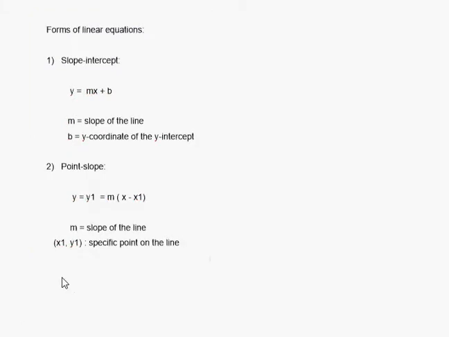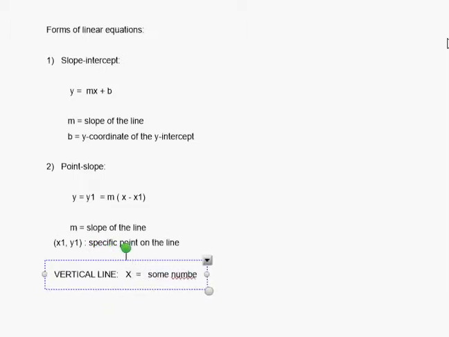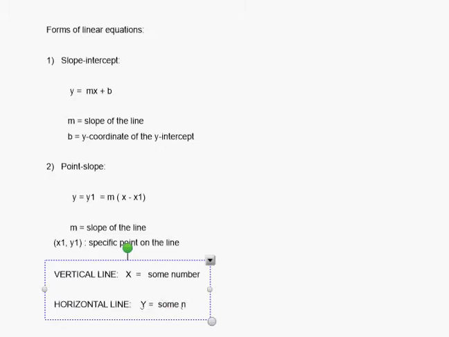Now, we have also vertical lines and horizontal lines. A vertical line, every point on the line will have the same x-coordinate. So if we have a vertical line, the equation will be x equals some number. But if we have a horizontal line, the equation of the line will be y equals some number, because every point on that line will have the same y-coordinate.